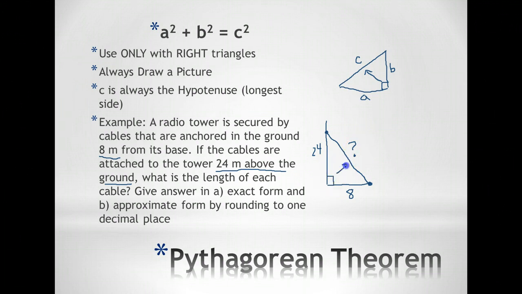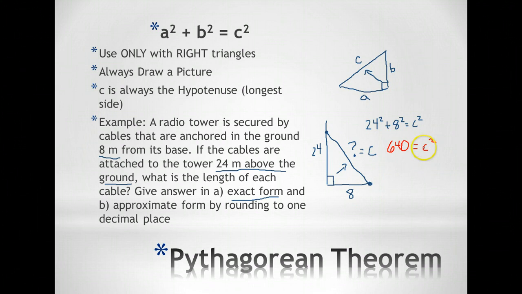The side opposite the right angle is always the letter C. So all I do is plug this into the Pythagorean theorem. 24 squared plus 8 squared equals c squared. So I go ahead and do those calculations and I figure out an exact form and an approximate form. So in order to do this, I need to get a calculator. So plugging it into my calculator, 24 squared plus 8 squared is 640, and that equals c squared.